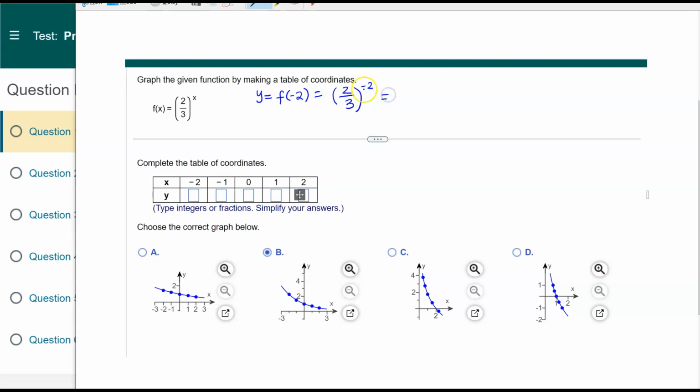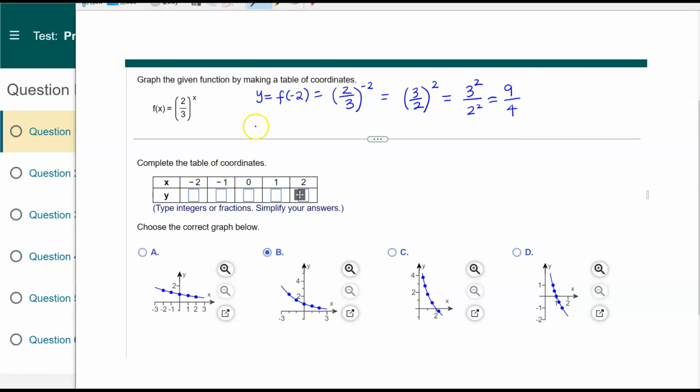Now to simplify that, we will have to make the exponent positive. To make the exponent positive, we use the law of exponents. That means you're just going to get the reciprocal of the base here. So that makes it 3/2. And then you change the exponent to positive. Then you simplify. So 3/2 squared means 3 squared over 2 squared. So that is equal to 9/4.